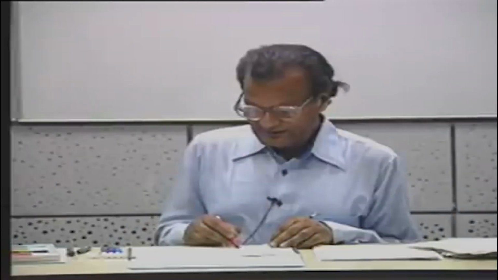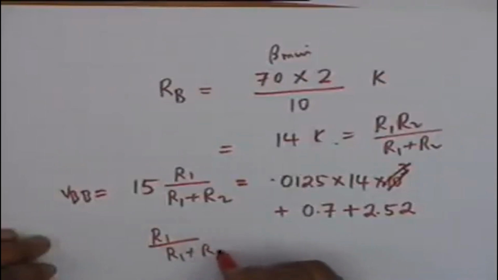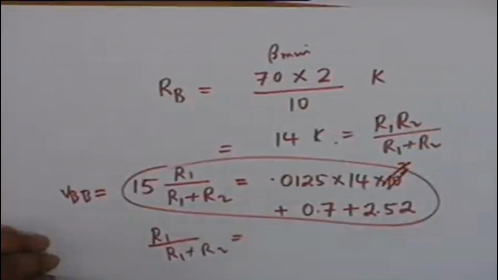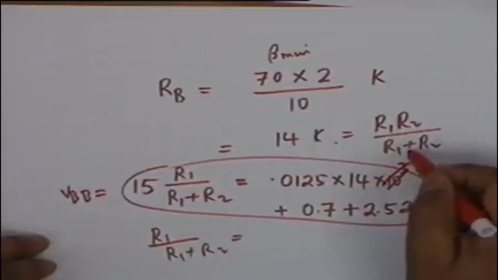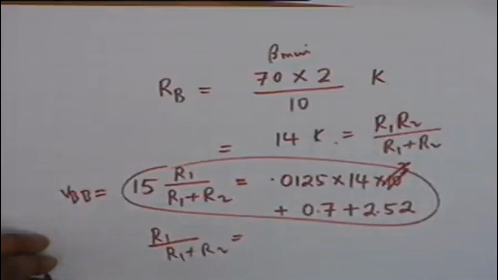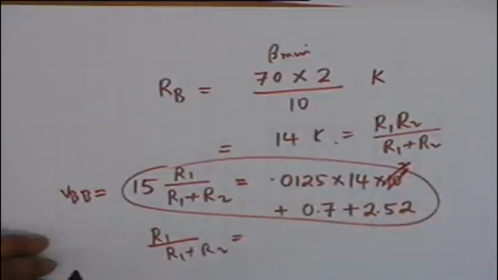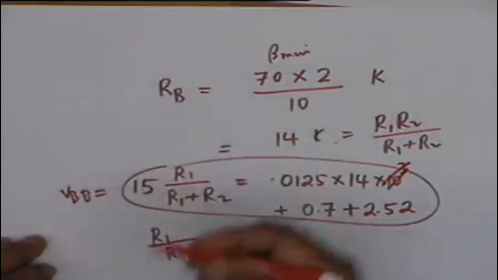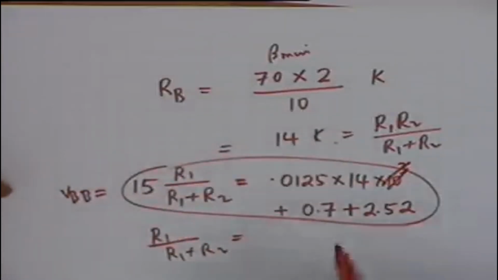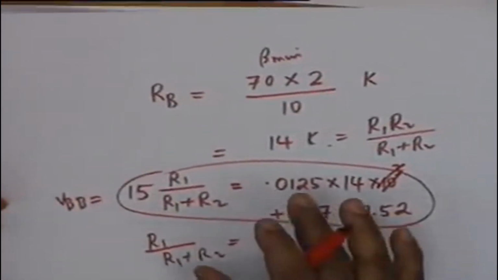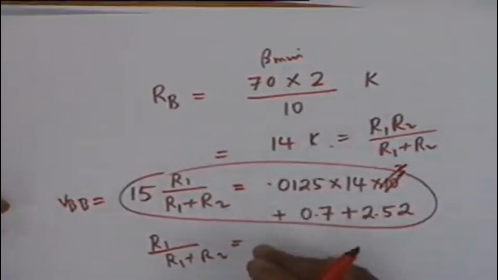Okay, so you know what R1 divided by R1 plus R2 is. From this equation you know R1 divided by R1 plus R2, and you know R1 R2 divided by R1 plus R2 as 14K. So all you have to do is divide one by the other, then you get the value of R2, and if you know R2 then you know R1. You find out the values. This is a typical design example for BJT biasing. We shall do further examples while we make actual amplifier designs, either power amplifier or voltage amplifier.